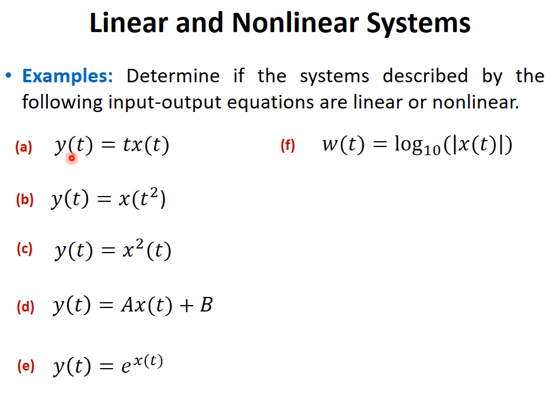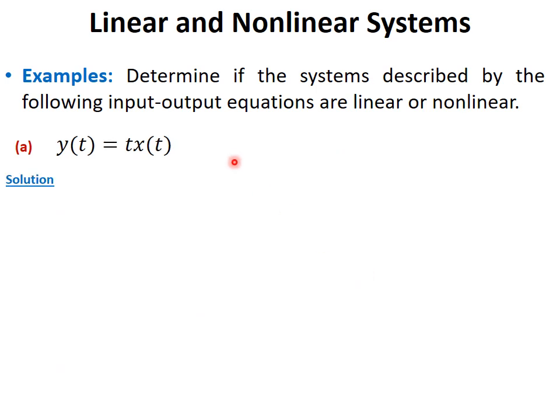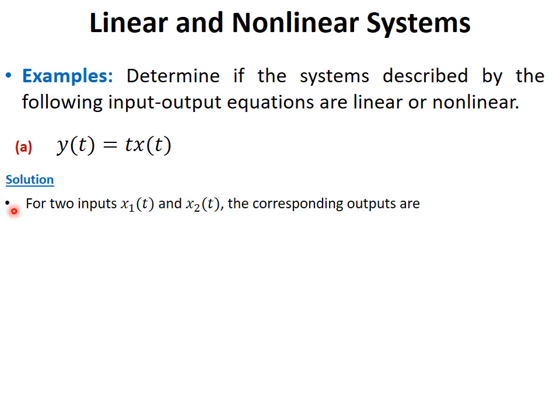So starting with example number 1, example number A. In this example, we are given the input output relationship of the system by this equation, and we are going to check whether the system is linear or not. So in order to do that, let us consider two inputs, x1 and x2, which are applied to the input of the system, and the corresponding outputs would be y1 of t equal to t x1 of t, and similarly y2 would be equal to t into x2 of t.